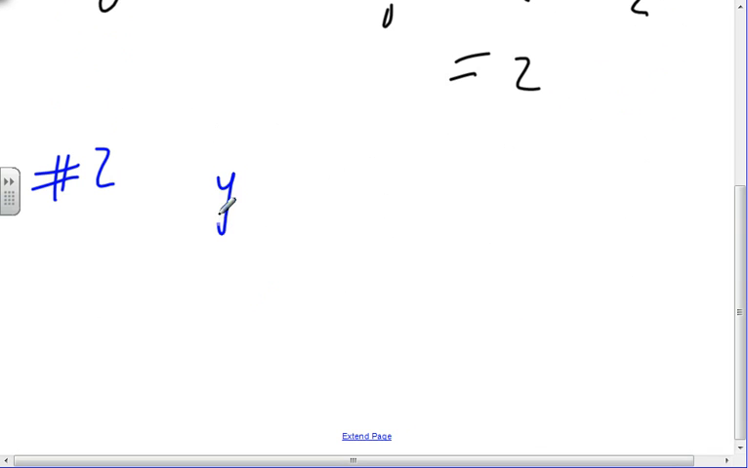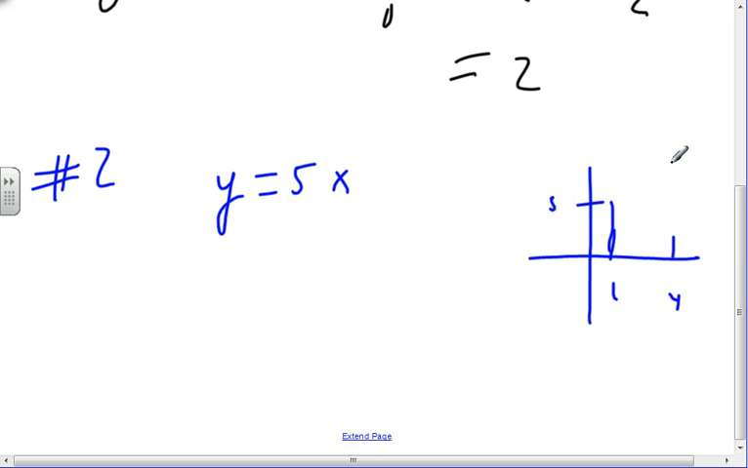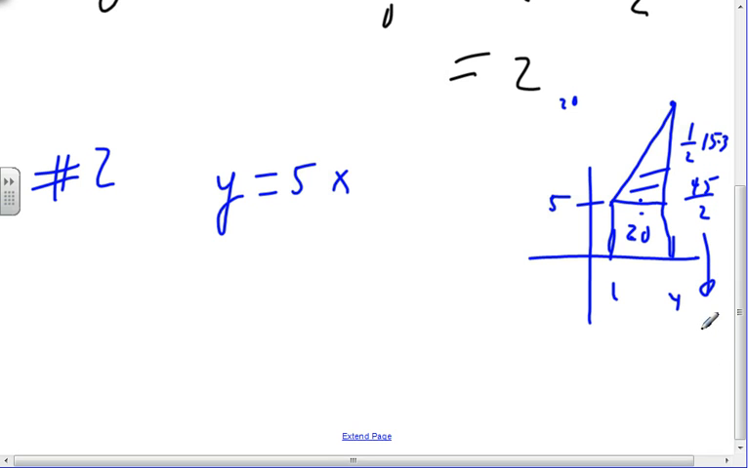Number 2, I have y is 5x, and I want the area between 1 and 4. Okay, so there's 1, there's 4. At 1 I'm going to be 5, and at 4 I'm going to be 20. So I want the area under that curve. So using my geometry thing, I got 20 here. 1/2 the base times the height there would be 1/2 15 times 3. So that would be 45 over 2 plus 20 would be 95 over 2. So we're thinking the area is 95 over 2.